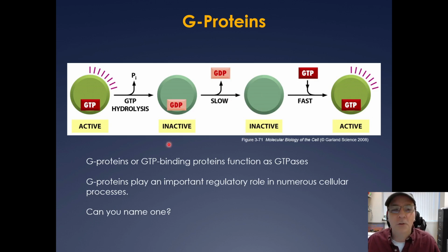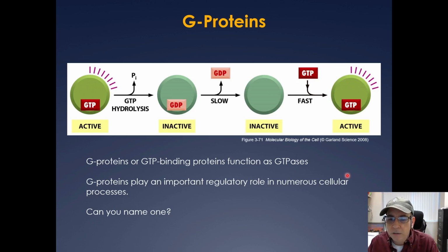G proteins are also a large family of proteins, and when they're in their GTP-bound form, they're active, okay? Just like sometimes kinases, when they're phosphorylated, become active. When G proteins are bound to GTP, they are active. When you get GTP hydrolysis, it becomes inactive, and then eventually the GDP is exchanged and removed, and then you have an inactive enzyme, and it's replaced by GTP, and then it becomes active again.